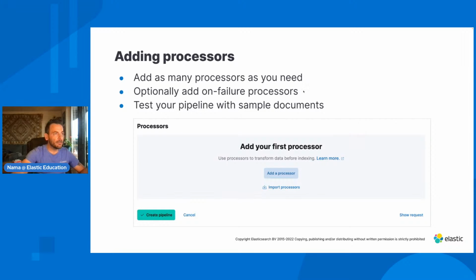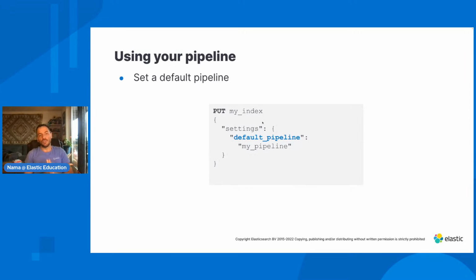All right. Once we have our ingest pipeline created, we go ahead and set it up within our index. Under the index settings, under the default pipeline parameter, we put whatever we named the pipeline we just created. All right, so now we've got a pipeline.